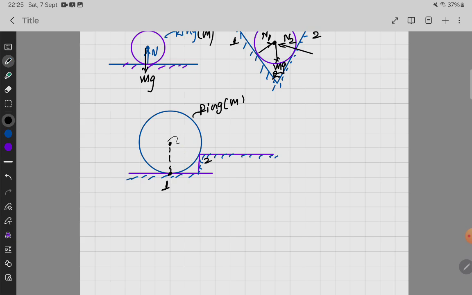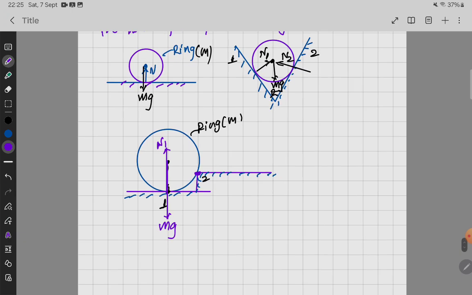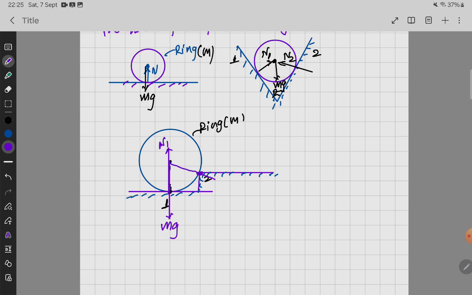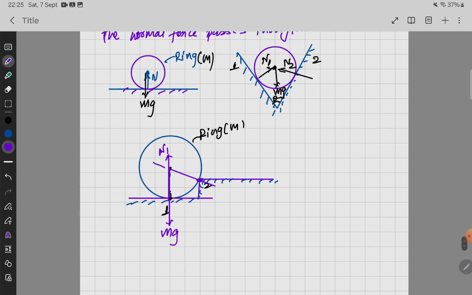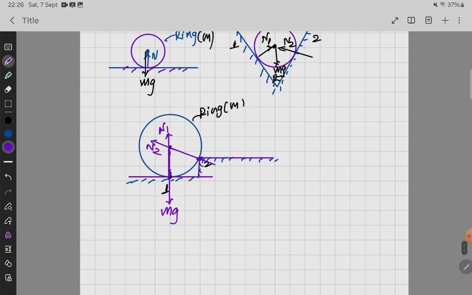First force will be mg. This is mg, right? Now another force will be like this, normal, it will pass through the center, so this is n1. Now here there is another contact, so again here there will be another normal force like this. This is n2, and the important thing is this n2 will pass through the center only, right? So again we can resolve these two forces, and we can balance this with mg, right?